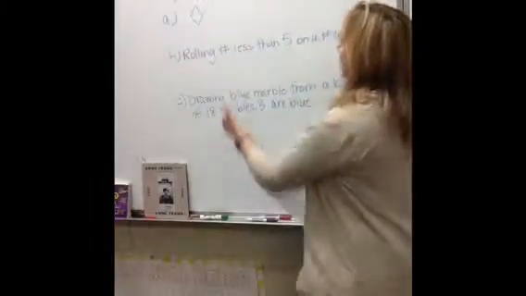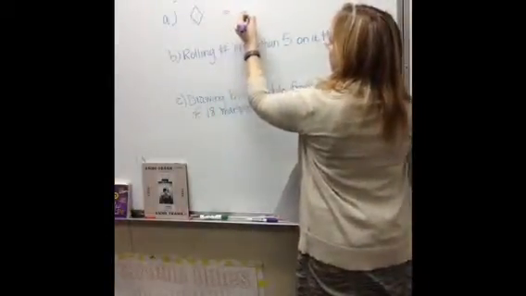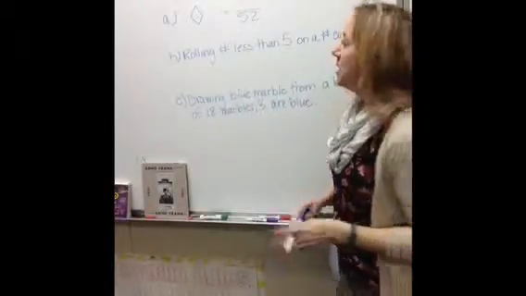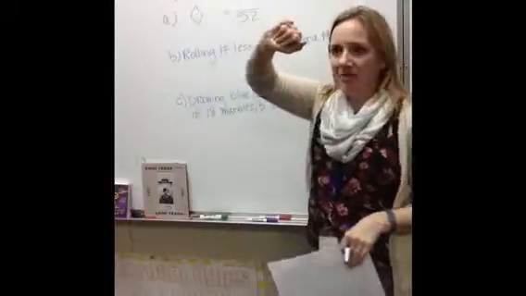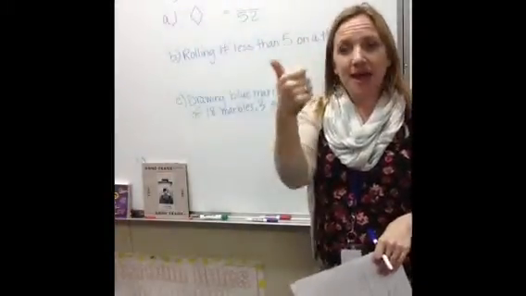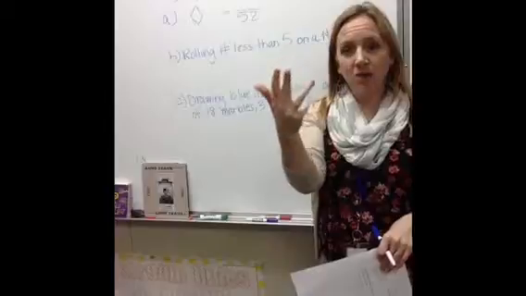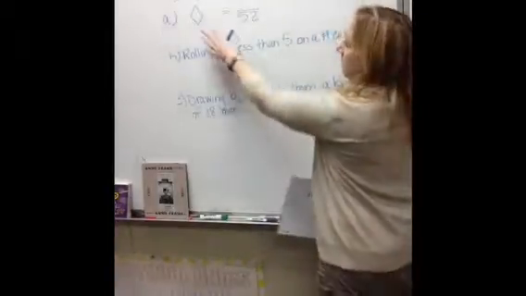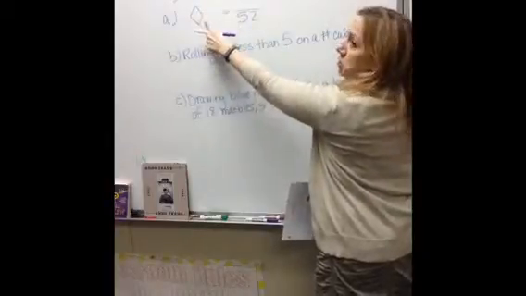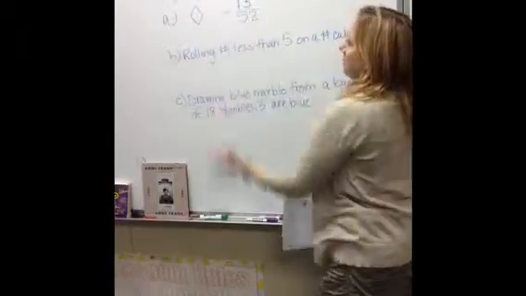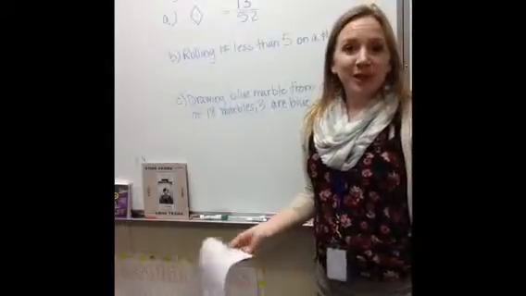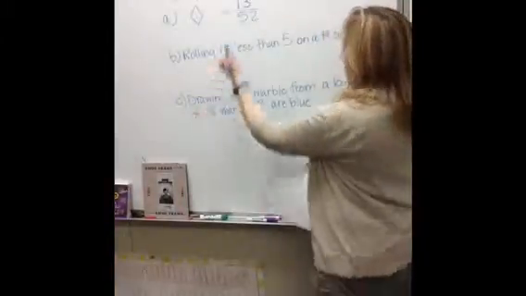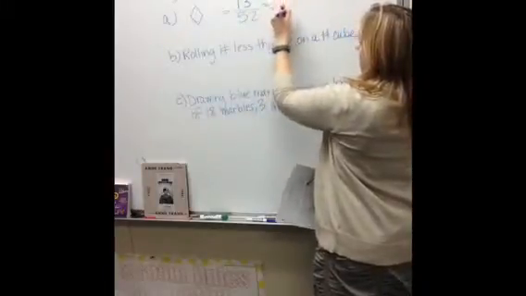I know that there are 52 cards all together, so that is my whole. And now I need to figure out what my part is. So if I had a diamond, I know I have a diamond as an ace, as a 2, a 3, a 4, a 5. I'm going to keep counting all the way up to a king, and I know that in a deck of cards, each suit has 13. So the probability of pulling a diamond out of a full deck of cards would be 13 out of 52, which is also equal to 25%.